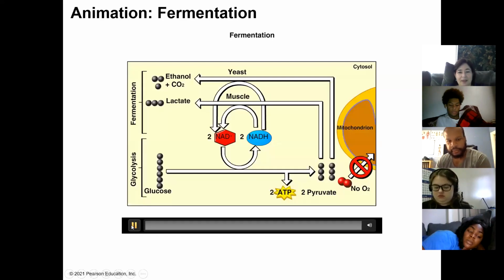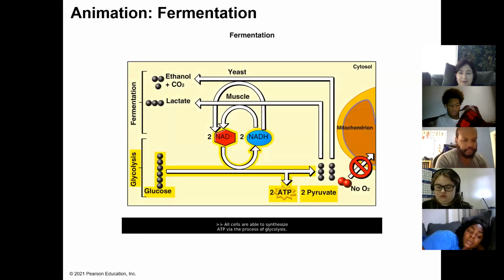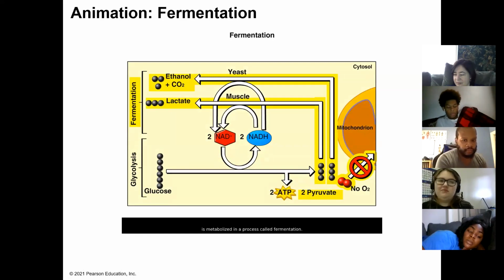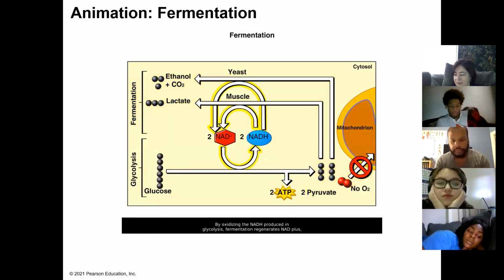So let's take a look at this. All cells are able to synthesize ATP via the process of glycolysis. In many cells, if oxygen is not present, pyruvic acid is metabolized in a process called fermentation. By oxidizing the NADH produced in glycolysis, fermentation regenerates NAD+, which can take part in glycolysis once again to produce more ATP. The net energy gain in fermentation is 2 ATP molecules per molecule of glucose.